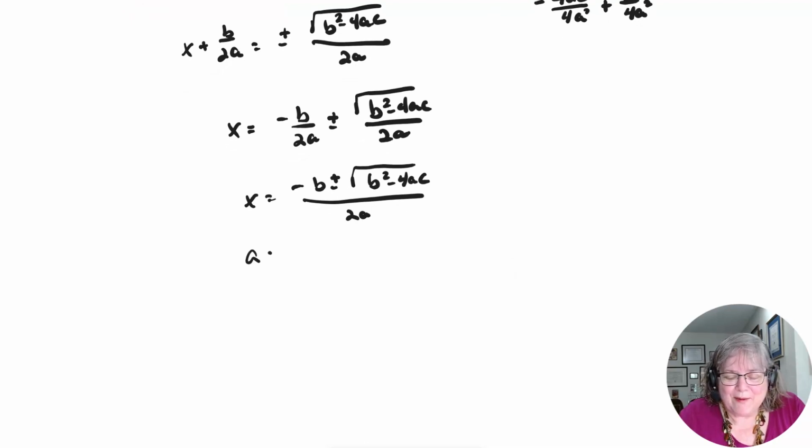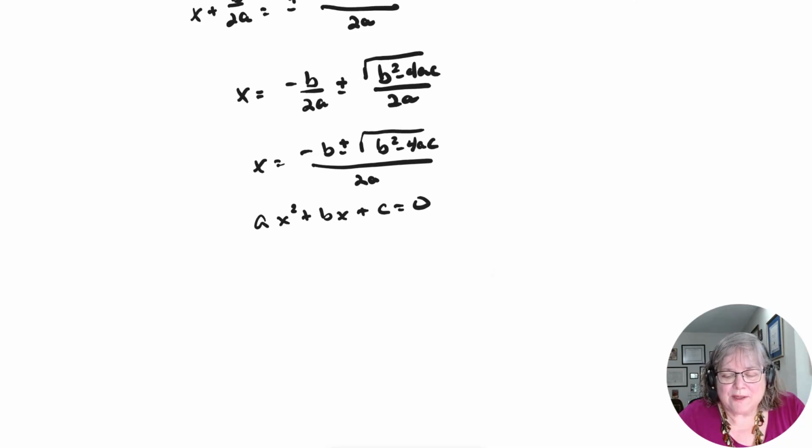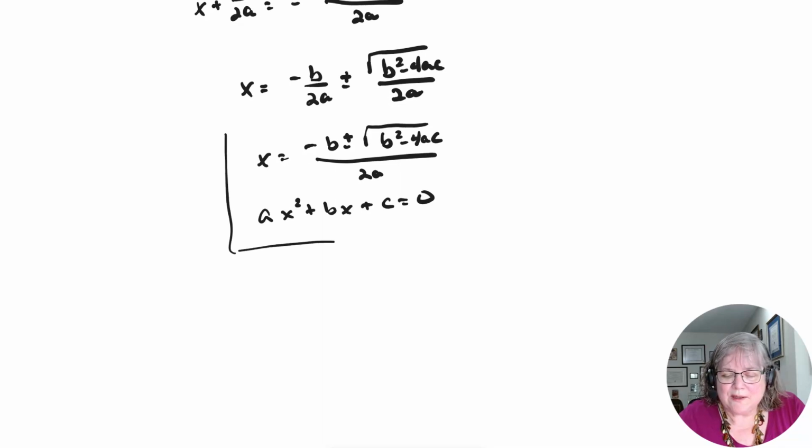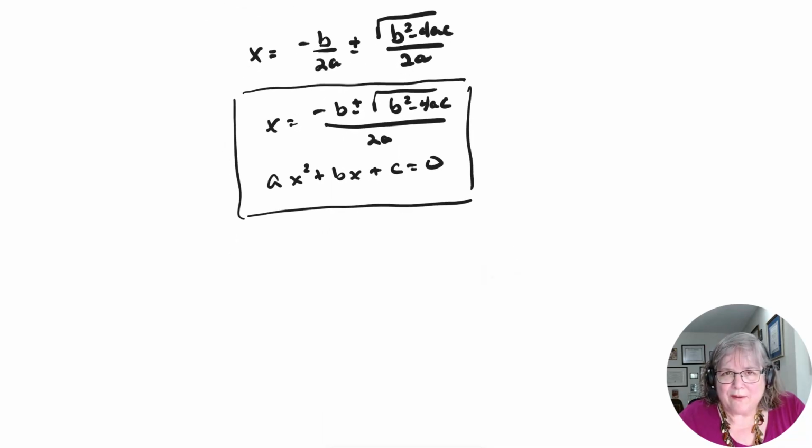But remember, this came from ax squared plus bx plus c, and it has to be equal to 0. You have to have the ax squared plus bx plus c all on one side to get the proper signs. Are they positive or negative? So these are the two things that you have to memorize in order to survive with the quadratic formula.